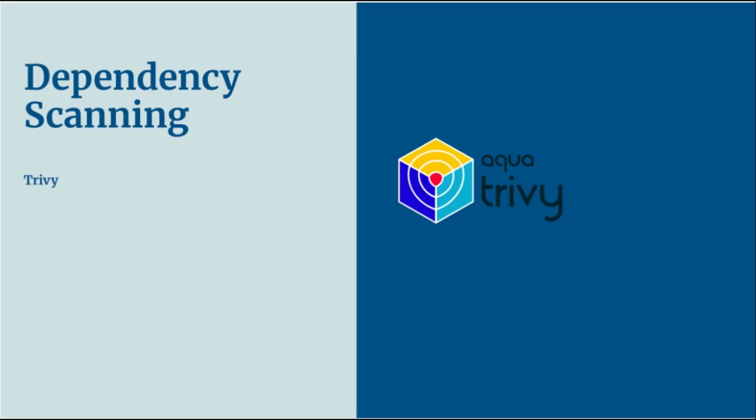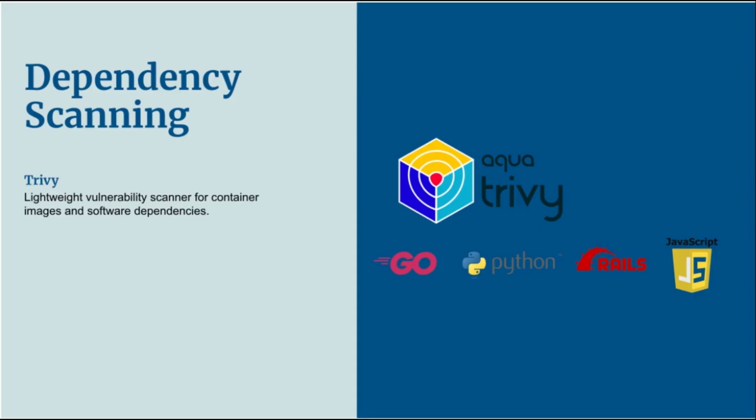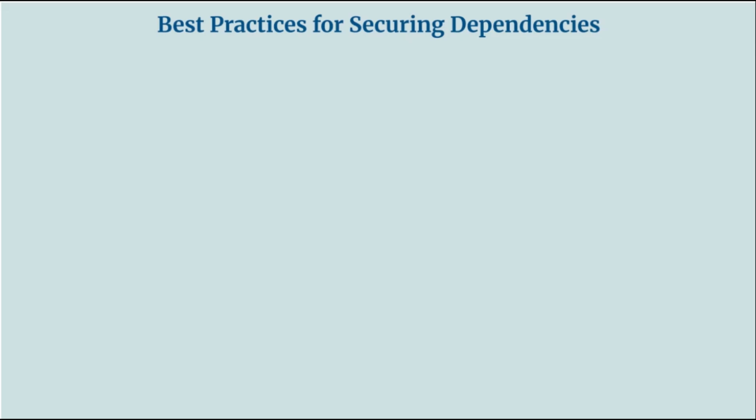4. Trivy. A lightweight vulnerability scanner for container images and software dependencies. Supports multiple languages and package managers like Go, Python, Ruby, and JavaScript. Integrates easily into CI/CD pipelines for continuous scanning. To ensure your third-party libraries remain secure, follow these best practices.